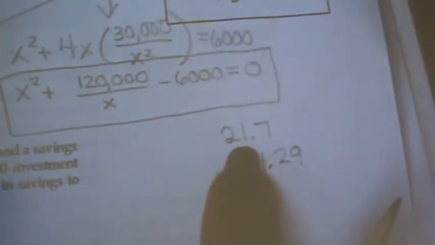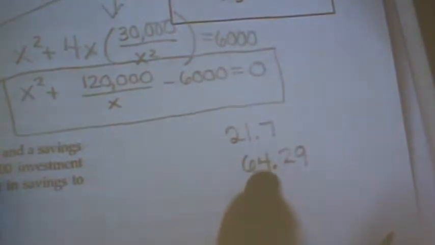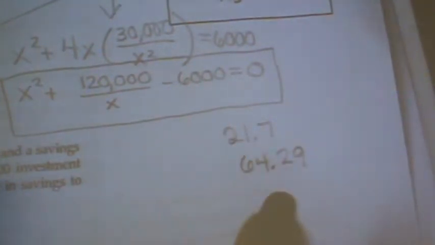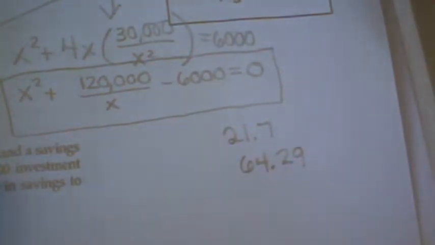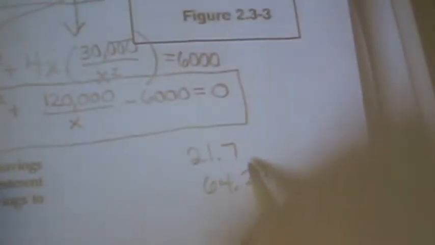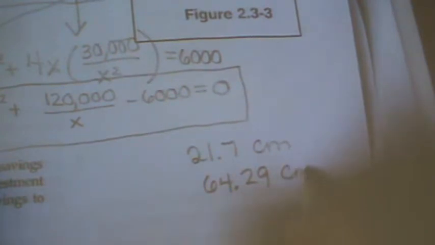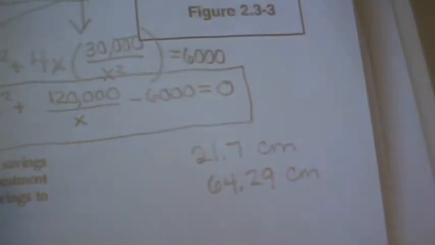So now, what you'd have to do is play around with these numbers and see if there may be two different boxes. One box might have dimensions where the square part is 21.7 and the longer part is that, or it might be the other way around. These might be the square. So these two might be the bottom, 64.29, and then the side is 21.7. Both of these work, but these are the dimensions. Okay, let's try the next one.